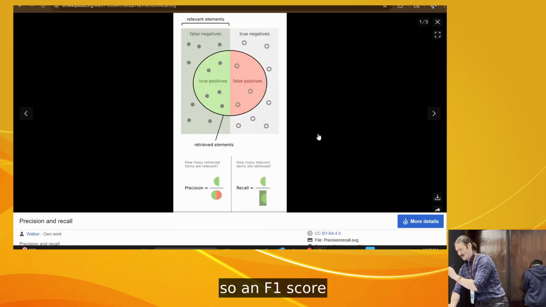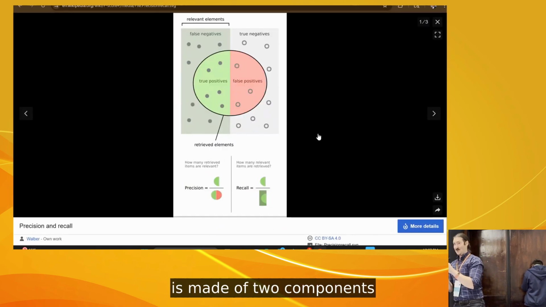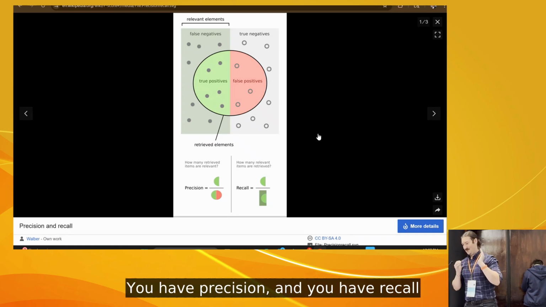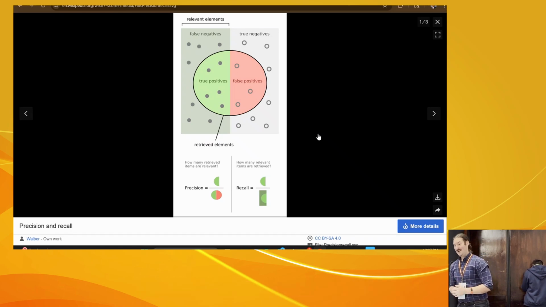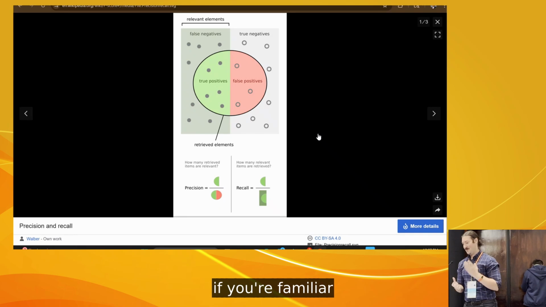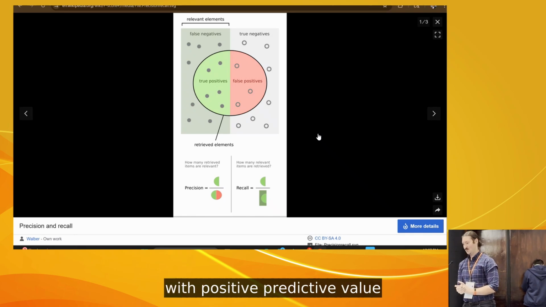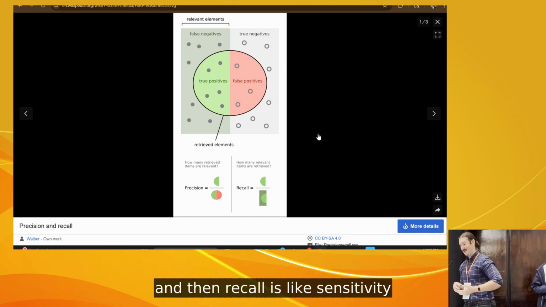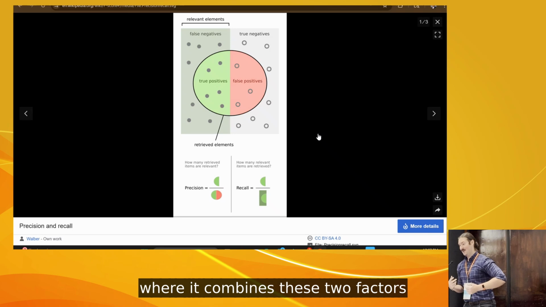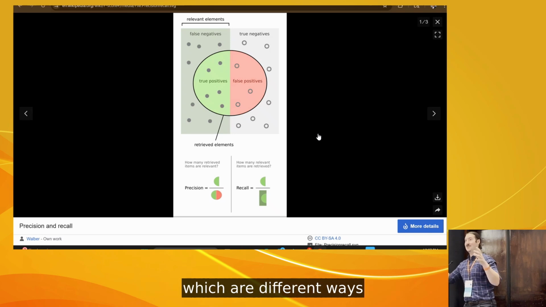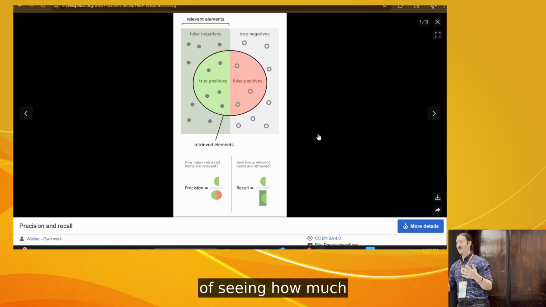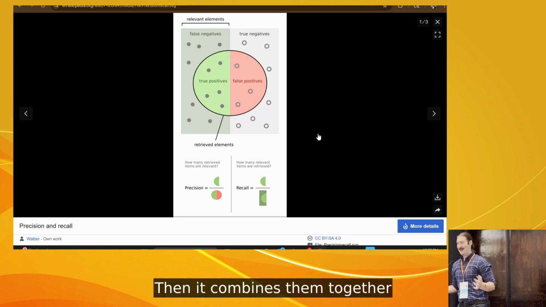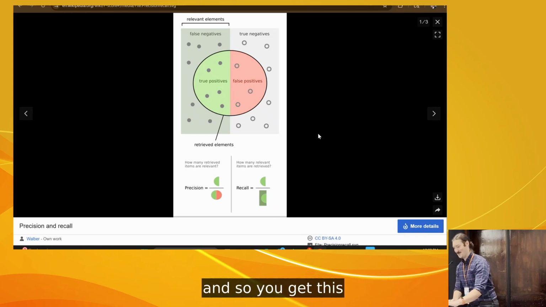Okay, so an F1 score is made of two components. You have precision and you have recall. Precision is like positive predictive value, which we use a lot more in public health studies, and recall is like sensitivity. It combines these two factors, which are different ways of seeing how much agreement you have with what we consider the truth. And then it combines them together. And so you get this.